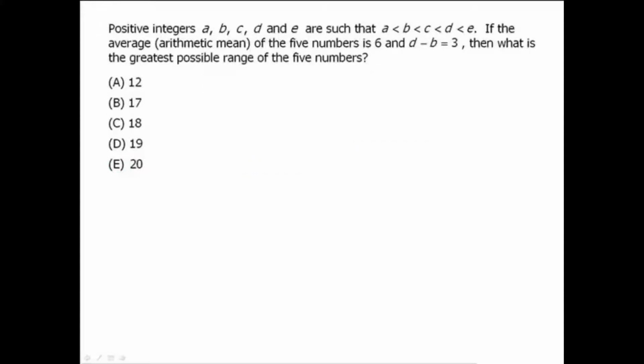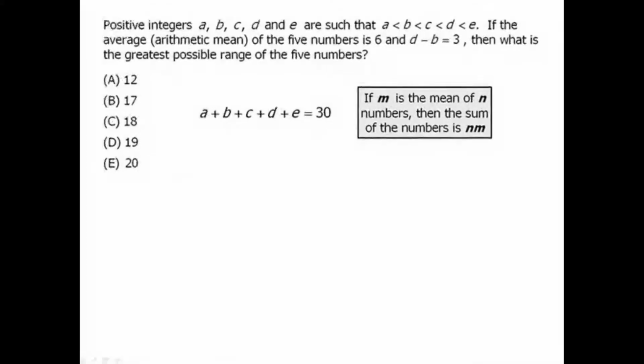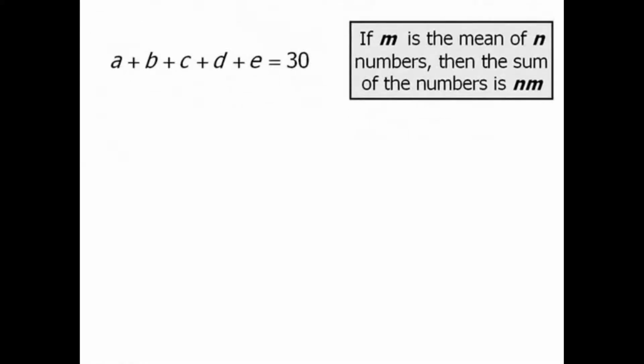To begin, we're told that the average of our five numbers is 6. So if we apply the following rule, we know that the sum of our five numbers must be 5 times 6, or 30.